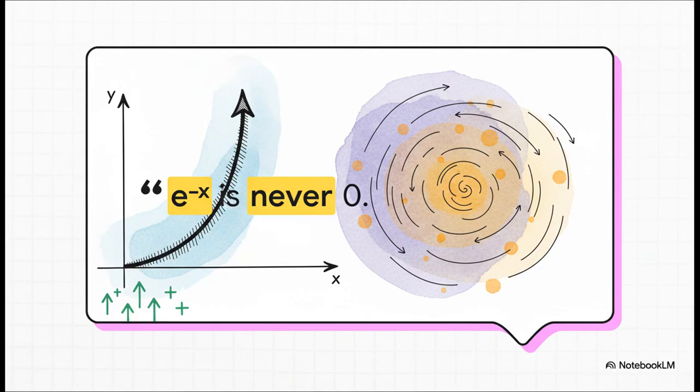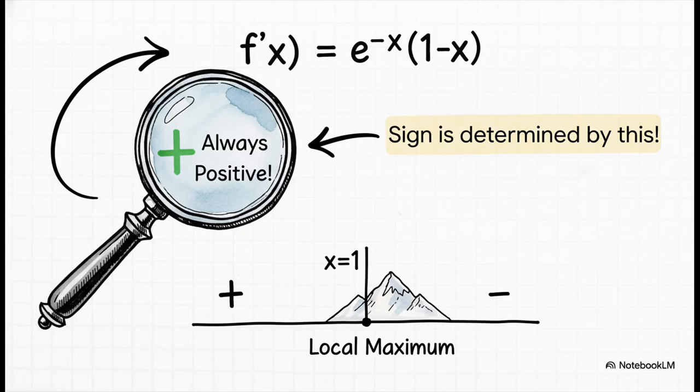Now here is the absolute key insight. That little term, e to the minus x, can get insanely close to 0, but it can never, ever be 0. And it can never be negative. It is always a positive number. So what does that mean? Well, since e to the minus x is always positive, it doesn't actually affect the sign of our derivative at all. The sign is determined entirely by that simple 1 minus x part.